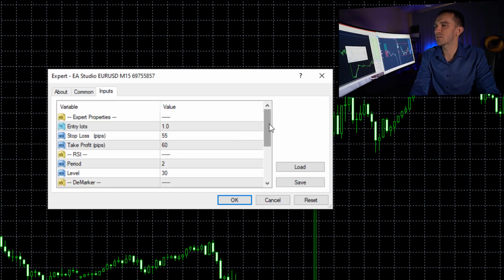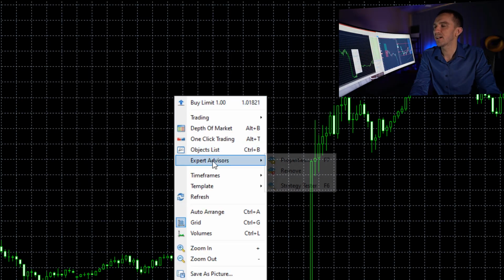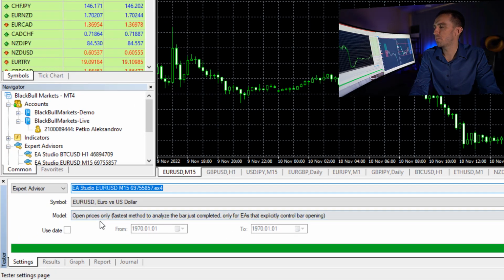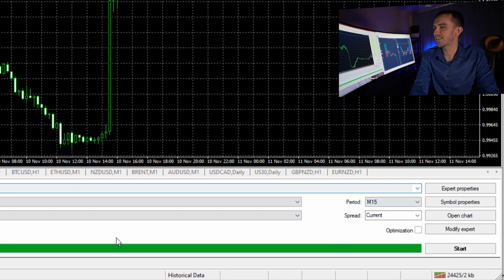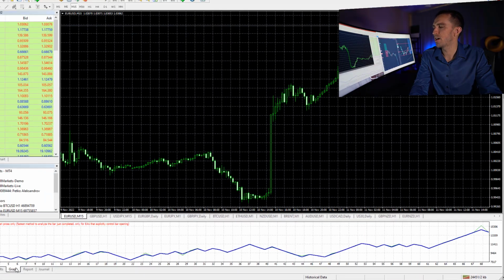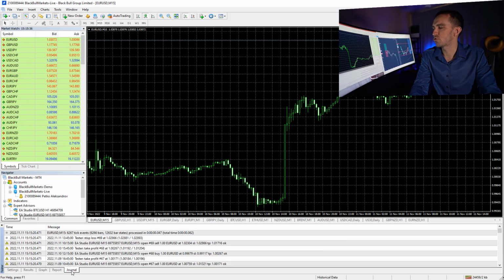Then from the inputs you can change some of the parameters, but I would suggest to go for the ones that you will find out with the robot. Click on OK and then right click, go to expert advisors and hit on strategy tester. Keep it open prices only as a model, M15 time frame, and then just hit on start. You will see the trades in results tab. You will see the graph as well, the report and the journal.